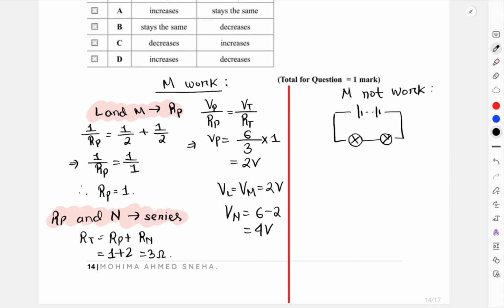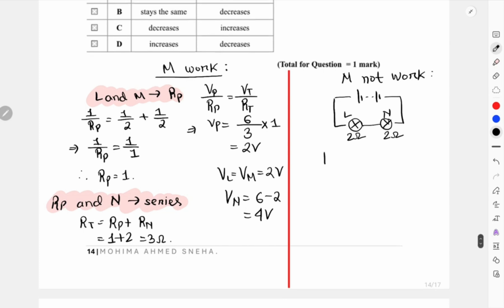So M is entirely turned off for me, right? M is not valuable for me at this point. I'm only going to focus on L and N. Obviously, N has a resistance of 2 ohm. This is 2 ohm. Now I can clearly understand the total resistance can be easily calculated by RL plus RN, which is going to be 2 plus 2, which is 4 ohms. Right, in this situation, you have to clearly understand that the resistances of the two components are now equal. When M is not working, L and N now have the same resistance.